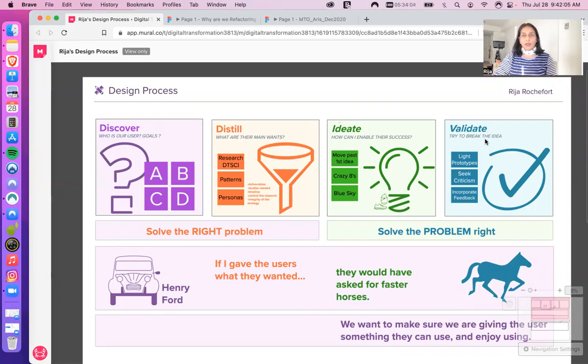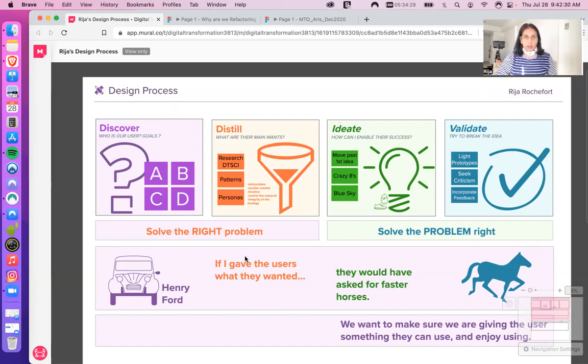So in ideate and validate, we're solving the problem right. We do discover and distill to solve the right problem, and ideate and validate to solve the problem right. I want to make sure that I'm giving you and your users something that they want, and validate again. So we're always checking: is my design human-centered? Do they like it? Will they use it? Do they want to recommend it?